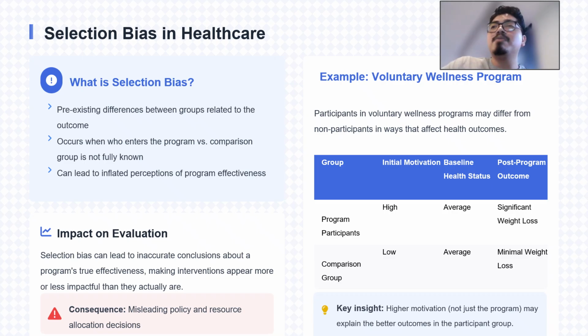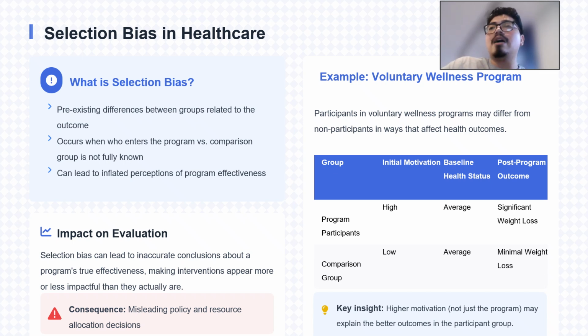If you compare it to people who didn't join, who might be less motivated, it could look like the program caused a huge improvement when in reality, motivation was the key factor all along. That's selection bias. It's not the program, it's the people. Now, there's also a subtle form of selection bias called attrition.